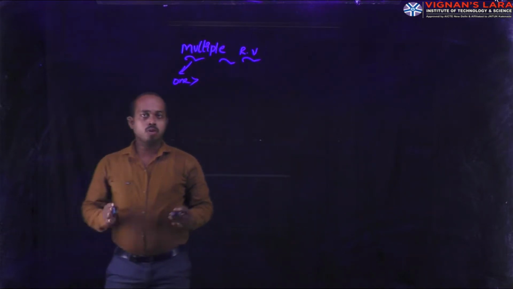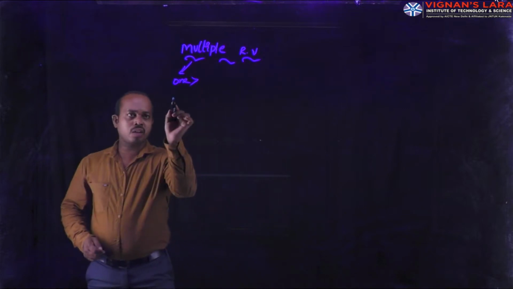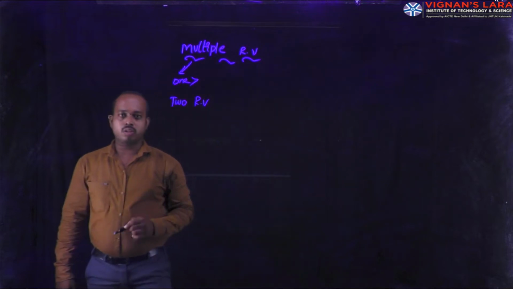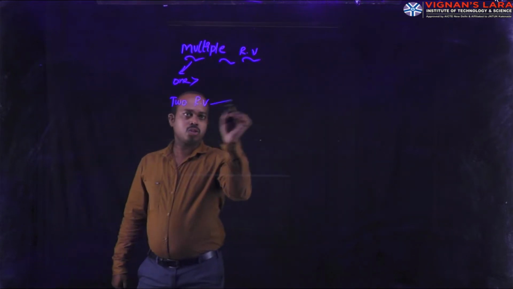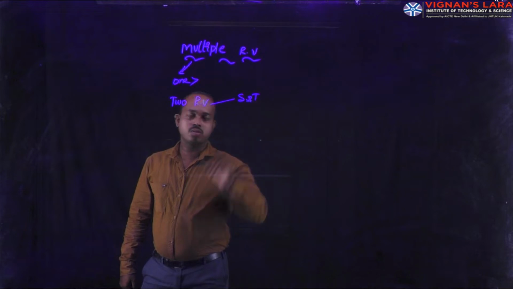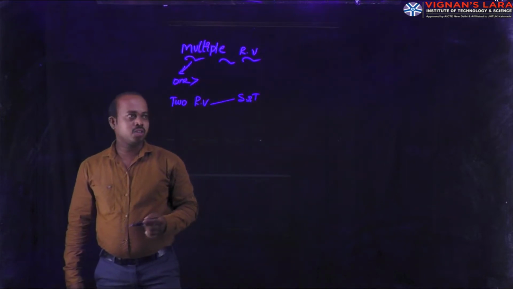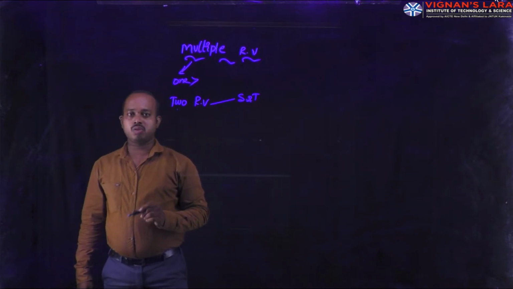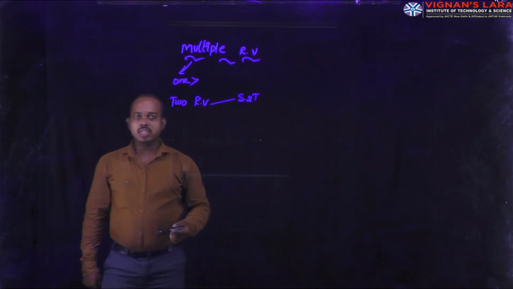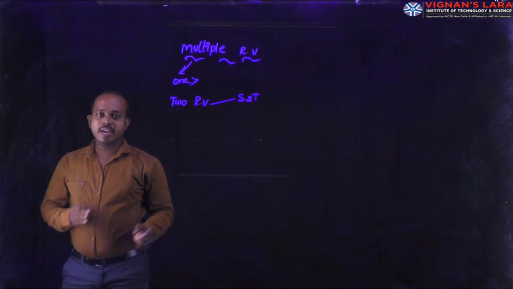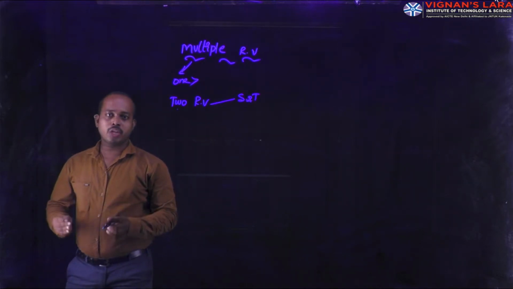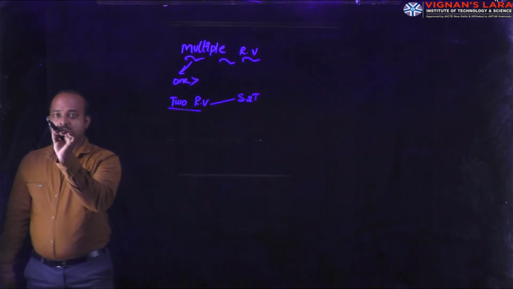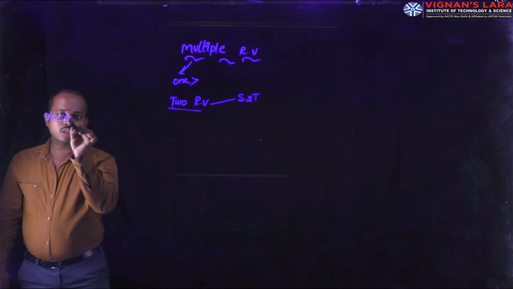Among all these random variables, the two random variable concept is very important. The reason is that most science and technology applications are implemented based on the two random variable concept. That's why the entire unit we are going to discuss is totally based on two random variables. The first topic in this unit is vector random variables.